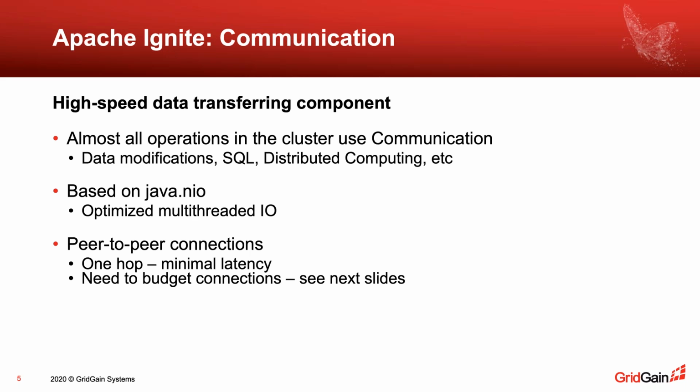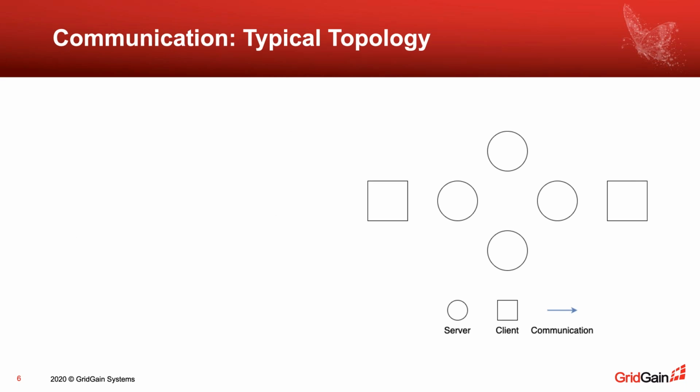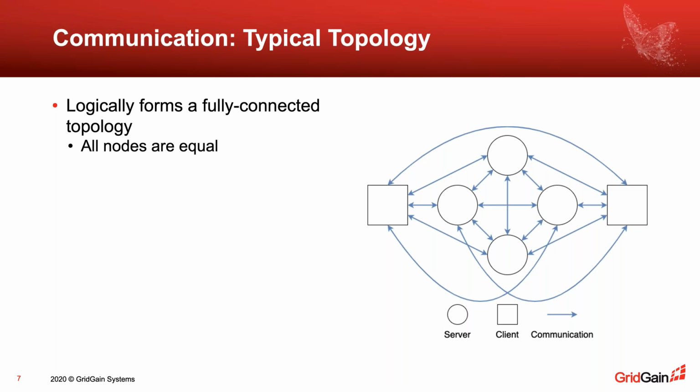Connections are a precious resource in a distributed system or in any computer system, and we need to make sure that the total number of open connections is somehow limited. So let's talk about the network topology for Apache Ignite. As we've already said, the communication forms a fully connected topology.